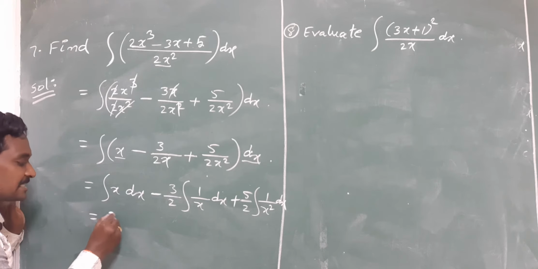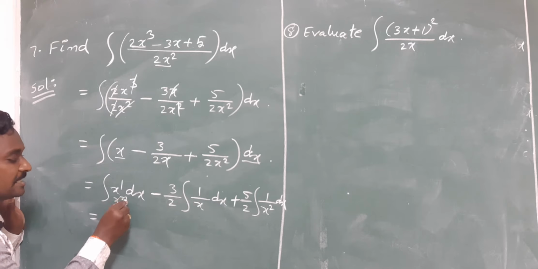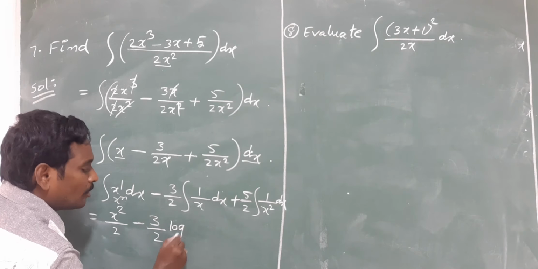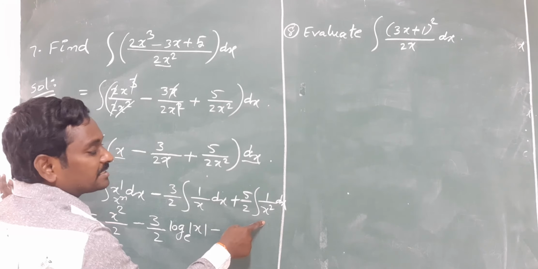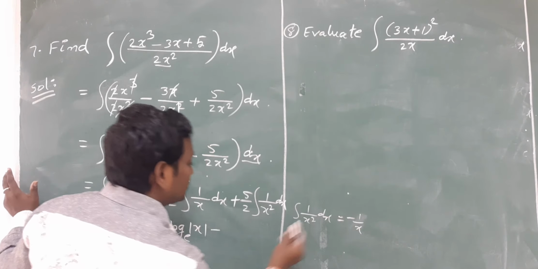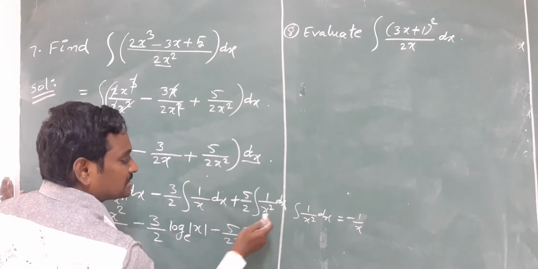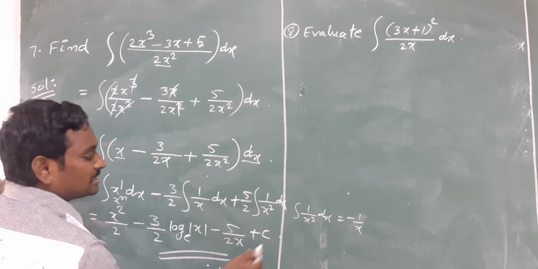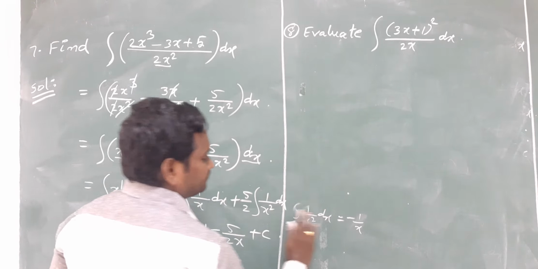So what is integral x dx? x square by 2, because it is in the form of x power n, where n is equal to 1. Minus 3 by 2 into, what is integral 1 by x, which is log mod x to the base e, plus 5 by 2 into integration of 1 by x square, which is directly minus 1 by x. That's why plus into minus, minus 5 by 2x, because 1 by x into 2, the denominator is 2x, plus c. Integration is completed, that's why add the parameter c after completion of integration of all terms. Okay. See the next one.